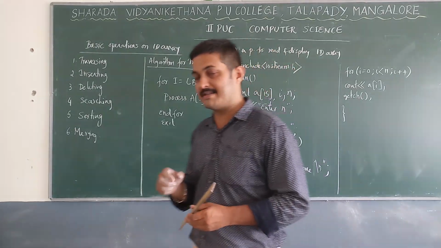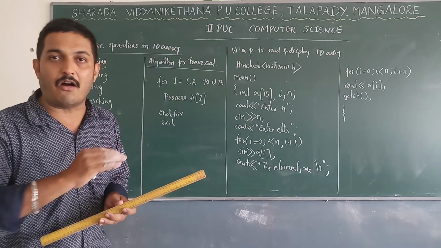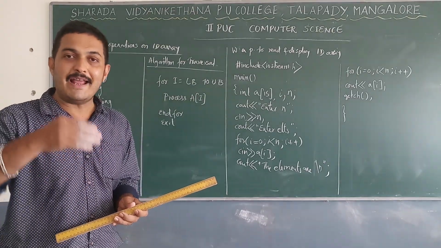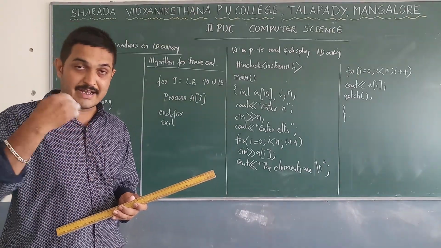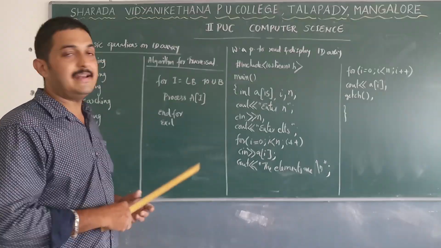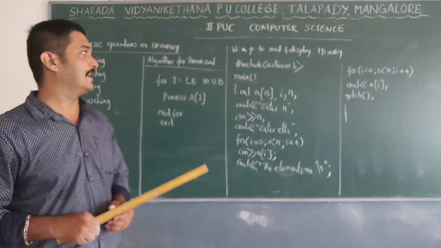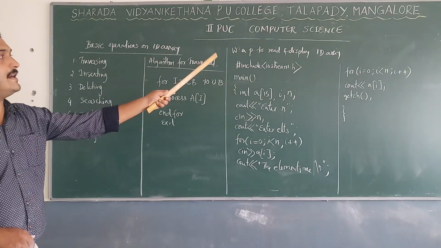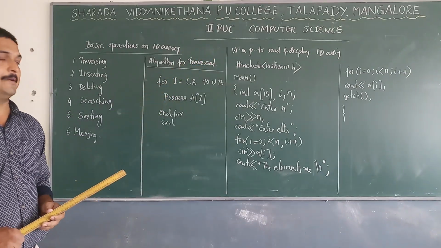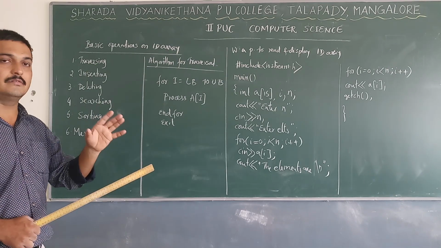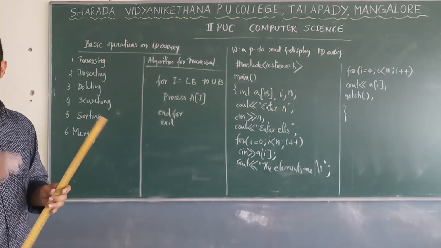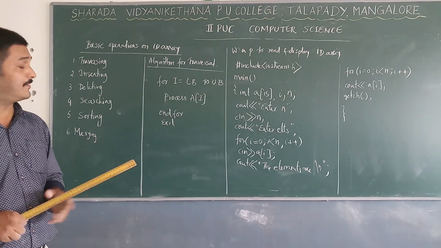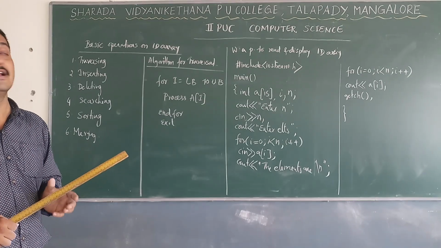So traversal means we just have to touch all the elements. To display all the elements, to touch all the elements, we need a for statement. Okay. Next one is write a program to read and display a one-dimensional array. Actually, this program shows clearly how the traversing operation can be done by using a one-dimensional array.